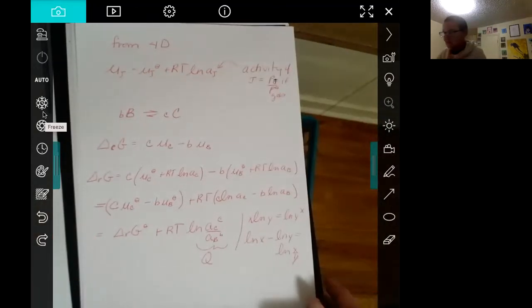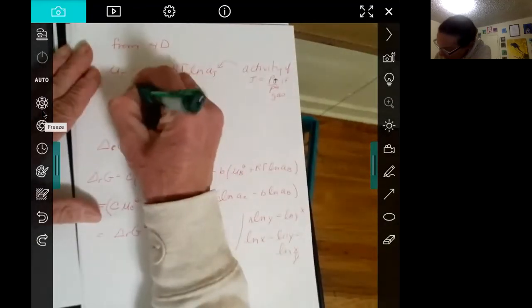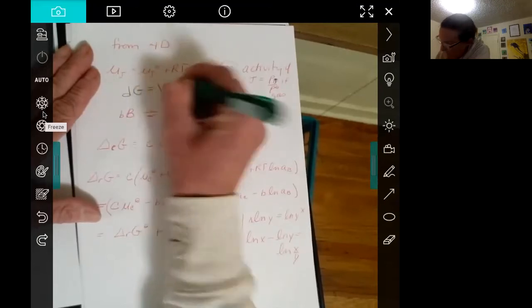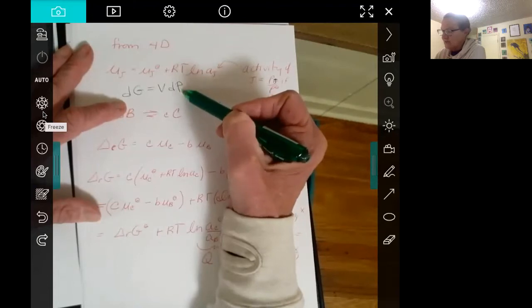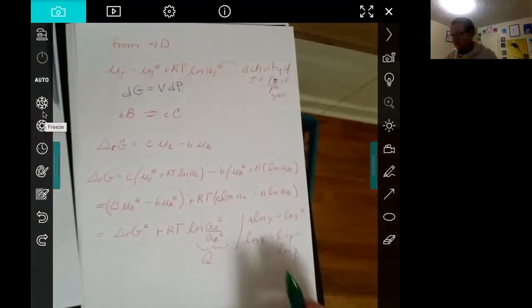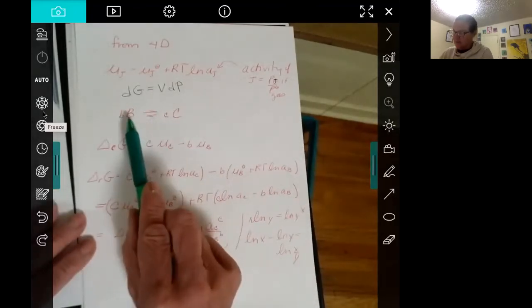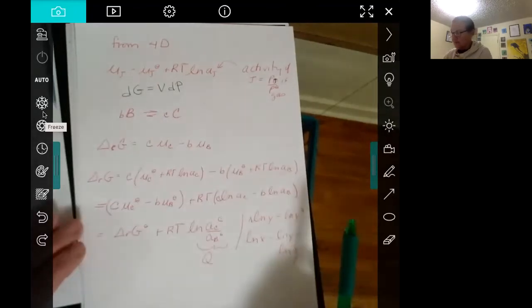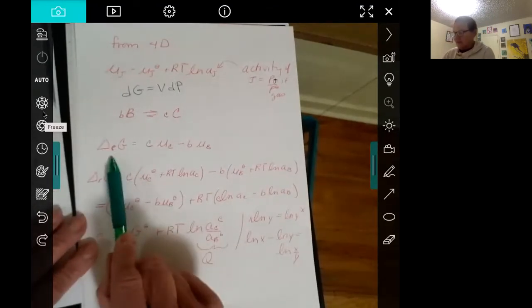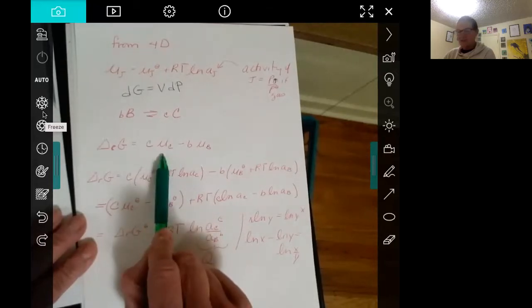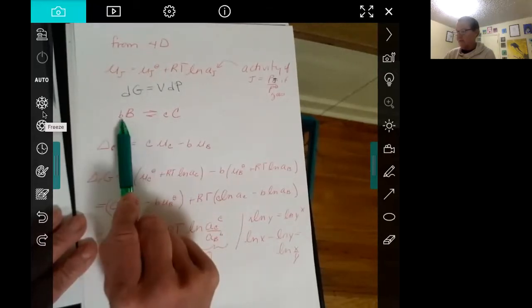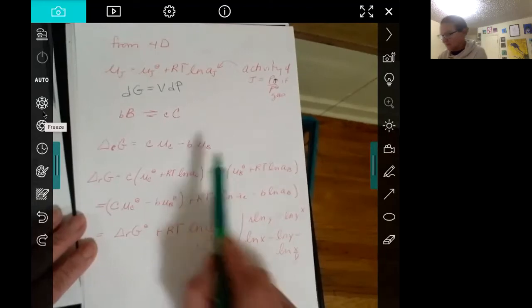That's just the equation that started out with dG equals V dP, and we integrated it for a perfect gas to see that you end up with changes as a function of the natural log. So if we just look at a basic stoichiometry, one reactant, one product with different stoichiometric coefficients, then the change in Gibbs free energy for that reaction would be the number of moles of C times the chemical potential of C minus the number of moles of B times the chemical potential of B.